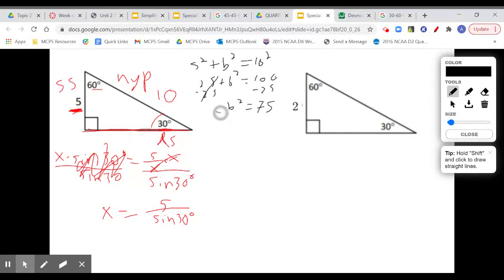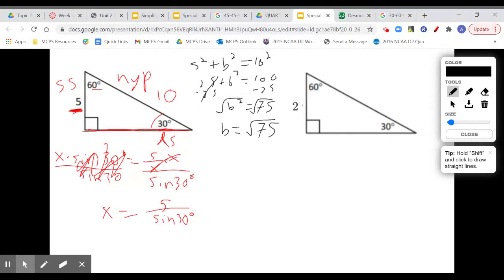I now take the square root of both sides to get b by itself, and b equals the square root of 75. But at this point in our lovely honors geometry lives, we know how to simplify radicals. So I'm going to keep going and figure out what is the largest perfect square that fits into 75.